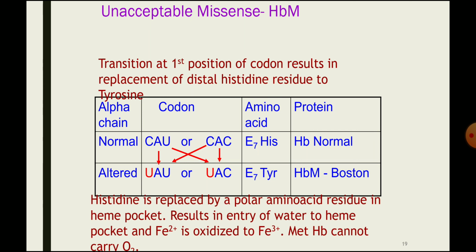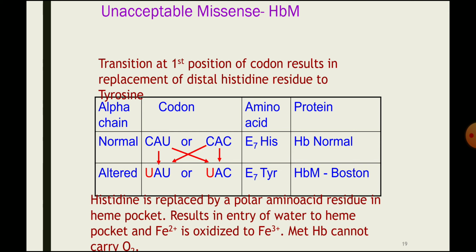Histidine is replaced by a polar amino acid, tyrosine, in the heme pocket, which results in the entry of water into the heme pocket, and the ferrous ion is oxidized to ferric. So it cannot bind oxygen. That is the reason why methemoglobin cannot bind oxygen. So hemoglobin M is a methemoglobin and it cannot bind oxygen, so the function is not occurring. That is why it is called an unacceptable missense mutation.